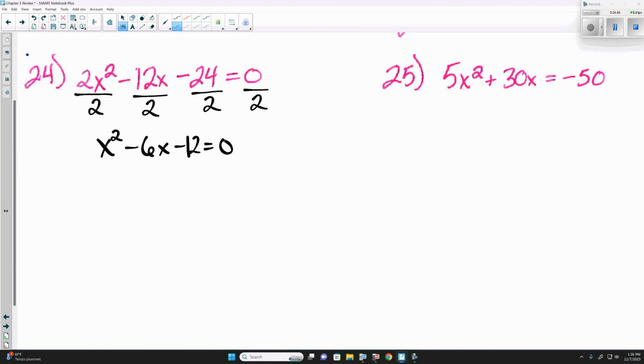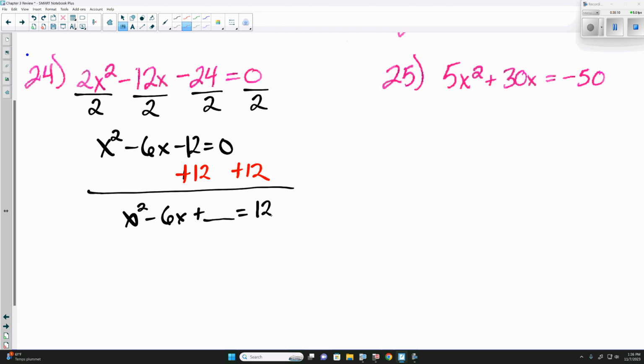Well, that takes care of step 1. Step number 2, get the variables by themselves and leave 2 spaces. I need to add that and leave 2 spaces. We add 12 to both sides because we want the x squared and negative 6x by itself. So we had x squared minus 6x plus blank is equal to 12 plus blank.